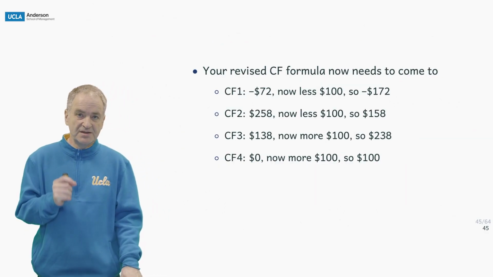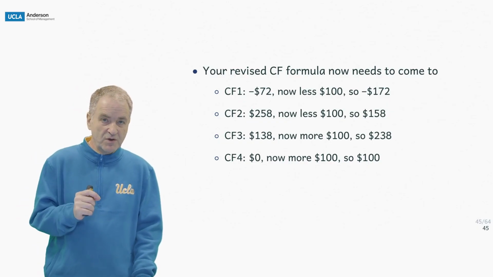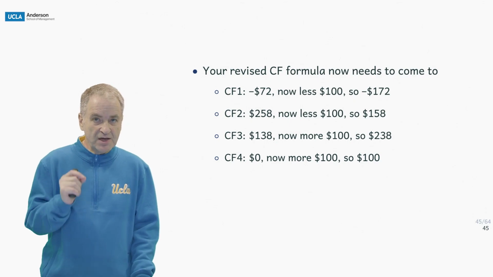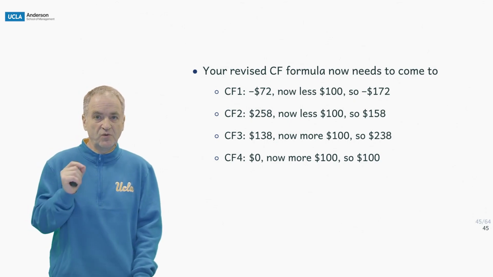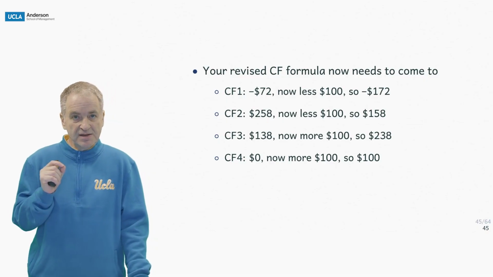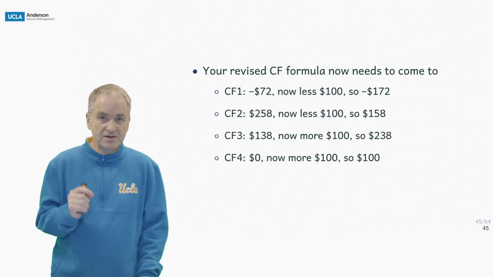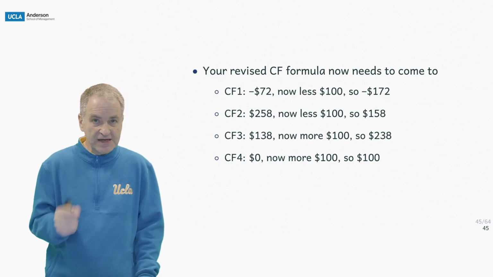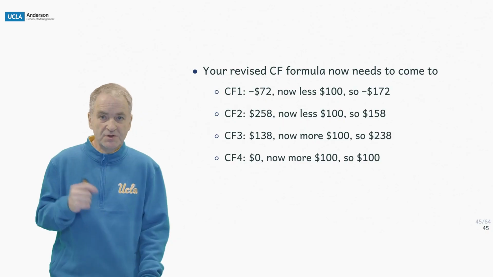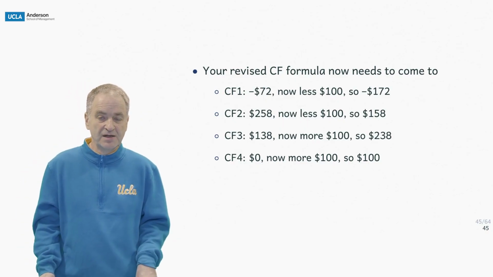So the revised cash flow formula now needs to come to the following. Before, we had a loss of $72. Now we have a negative cash flow of minus $172. In the second year, I still have $100 less, so I'm going to get only $158. The third year, I'm going to get extra money now, so I'm going to have $238, and in the final year, I'm going to get $100.